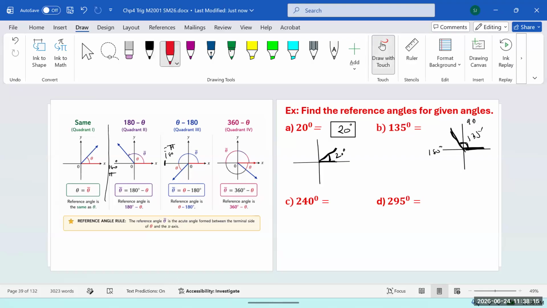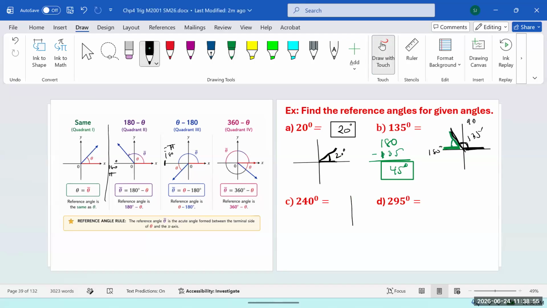So what would be our reference angle? 180 minus 135. And how much do you get? 45. So the reference angle is 45 degrees, which is here, the green one. That is the difference between 180 degrees and the terminal side. Okay, next one.